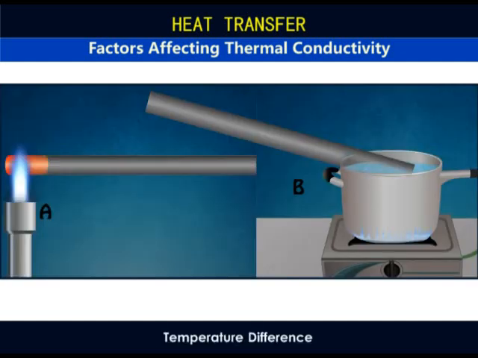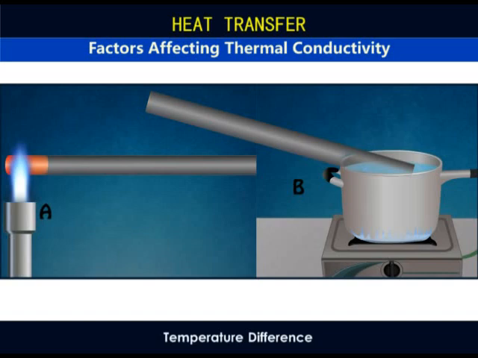Consider two conductors of the same material having the same length and thickness, one placed in a flame and the other in hot water. Which one gets hotter first on the other end? It is the one placed in the flame. Both ends of the metal start at the same temperature, but the flame is hotter than the water.